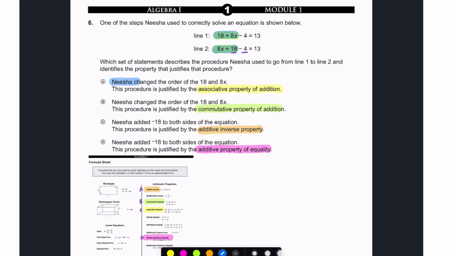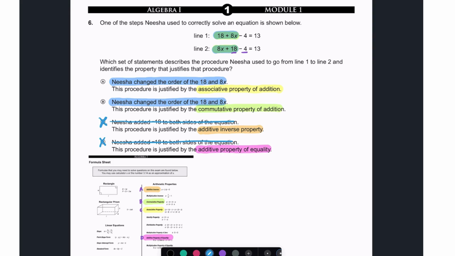In A, Nisha changed the order of 18 and 8x, and in B, Nisha changed the order of the 18 and 8x. In option C, it's saying that what Nisha did was she added negative 18 to both sides, which she did not do. So we can cross off option C. So by default, we won't even have to look at the additive inverse property. And it's saying the same thing in D, which she did not do anything to both sides. So we can cross off C and D as choices.